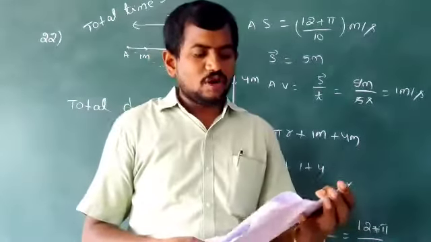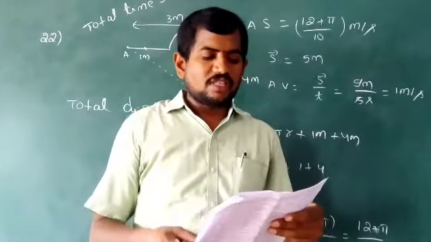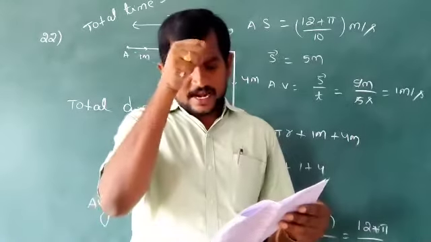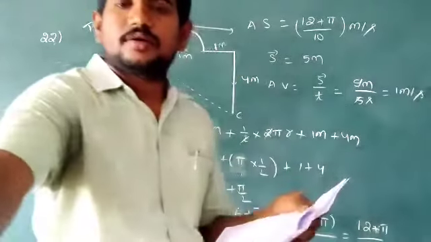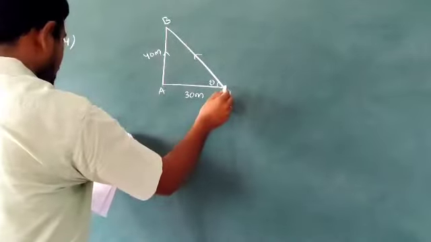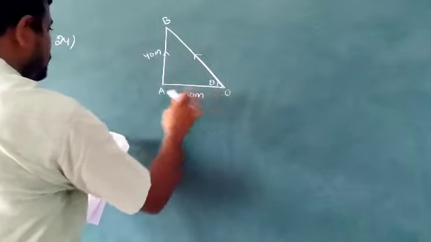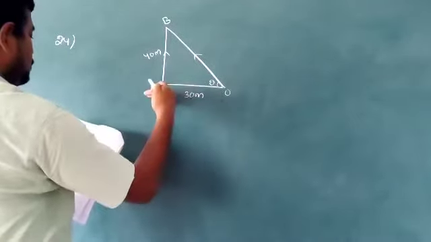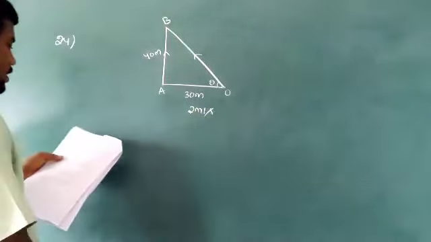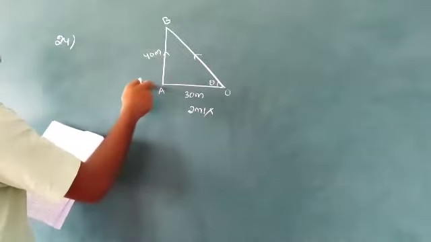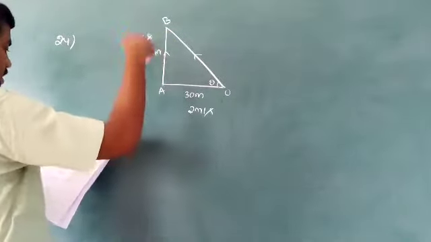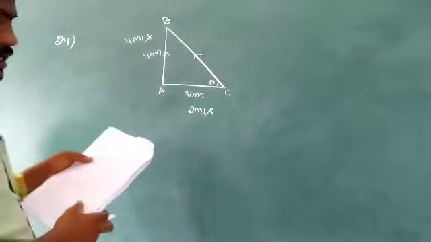Okay, a person walks a distance of 30 meters with a speed of 2 meters per second and 40 meters with a speed of 4 meters per second. Find his average speed and average velocity. So this is the picture for that. From the origin, a person walks a distance of 30 meters along west with a speed of 2 meters per second. Right, and along north with a speed of 4 meters per second, that is 40 meters, like this. Find his average speed and average velocity.